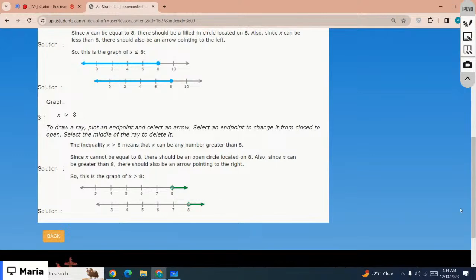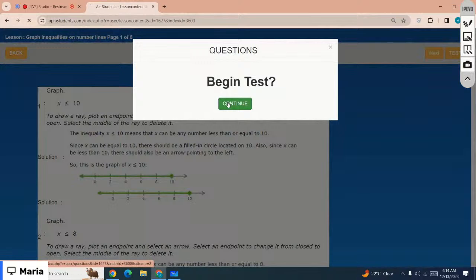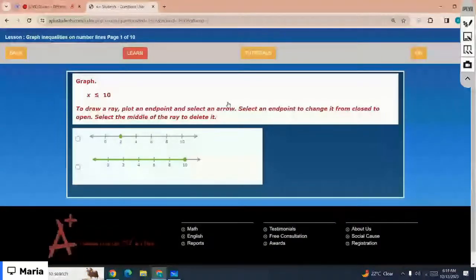Okay, let's just start with the practice questions. Okay, x is less than or equal to 10. Which is the correct option? Option 1 or option 2?